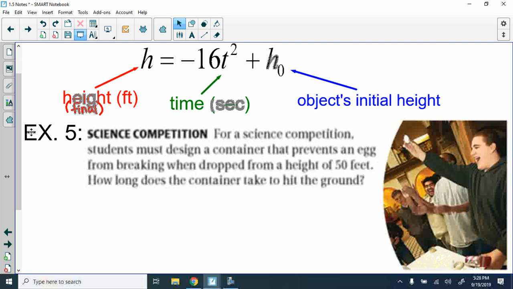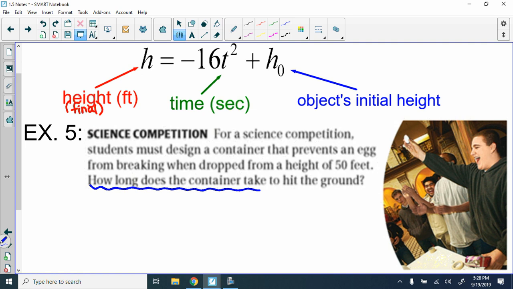So, for a science competition, students must design a container that prevents an egg from breaking when it's dropped from a height of 50. How long does a container take to hit the ground? If we want to know how long it takes to hit the ground, we want to know time. How long would be how much time? And in this equation, time is t. That's what we do not know.